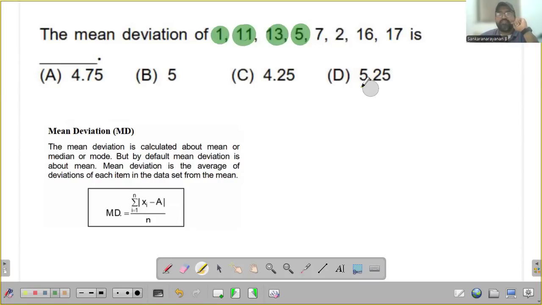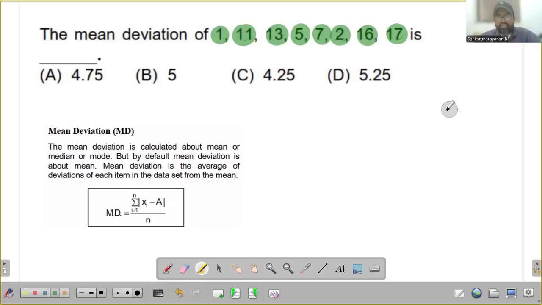Let it be there. Then you have 17 plus 7, that is equal to 24. 24 plus 16, that is 40. 40 plus 30, 70, plus 2. You can see the total comes as 72.